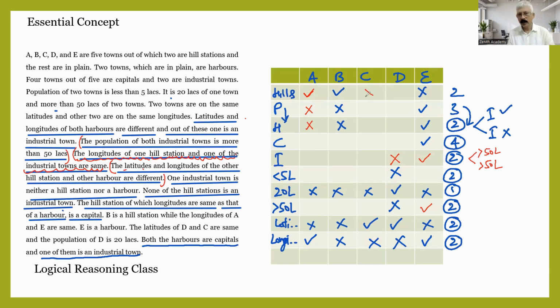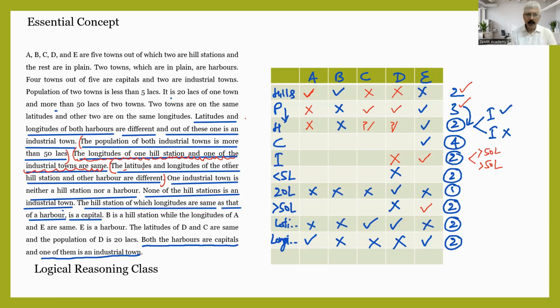So cancel out this and this. It means C and D cannot be hill, so definitely they are going to be plain. So 2 hill decided, 3 plain decided, and out of 3, 2 are harbors. So either this one or this one, because one harbor city is decided and that is E.